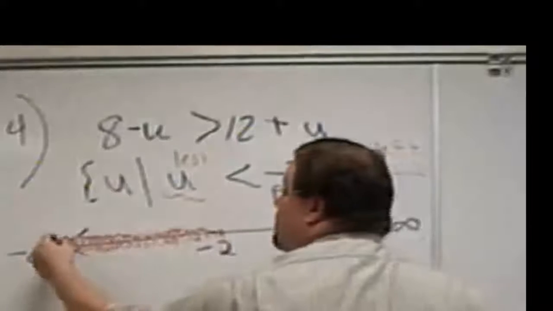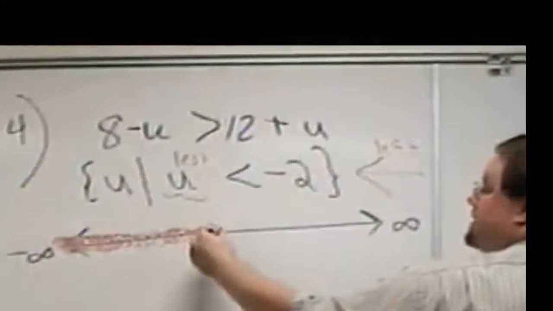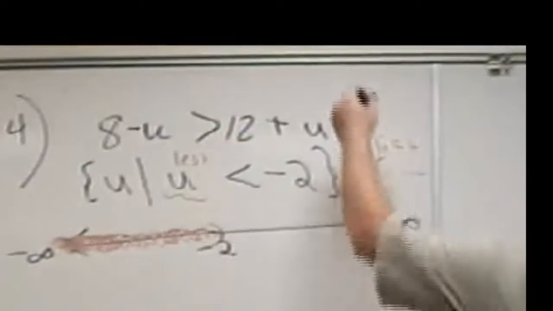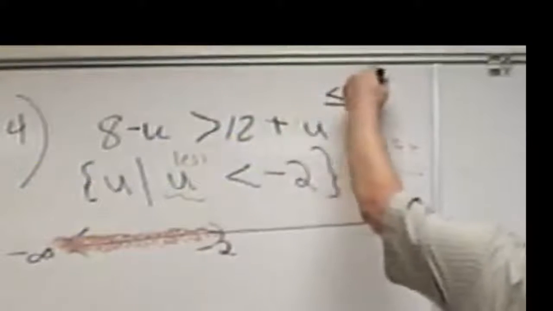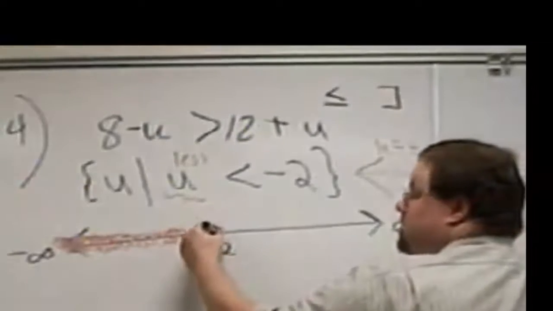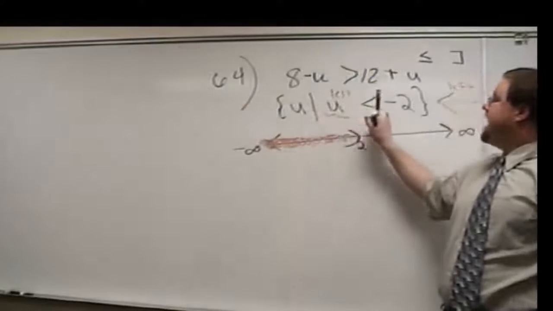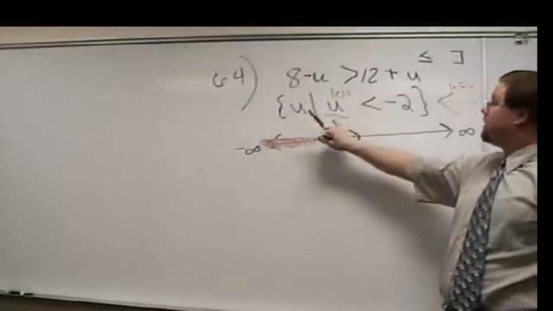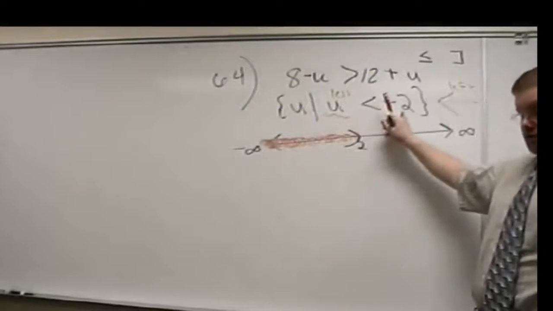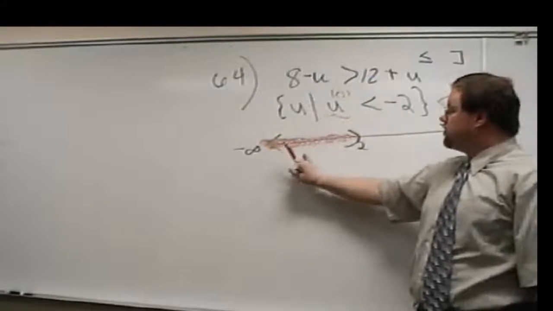So we shade all the way over. And because it's less than but not equal to, I use parentheses. If it was less than or equal to, I would have used a bracket. Okay, so I'm using a parenthesis in this case because it's just less than. Okay, and I shade to the left because u is less than -2. Once again, you're looking at the u, not the -2. So don't say -2 is more, u is less, that's what we go with. So this is my graph.